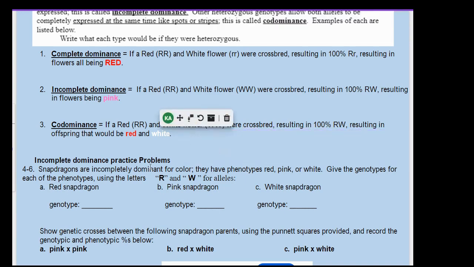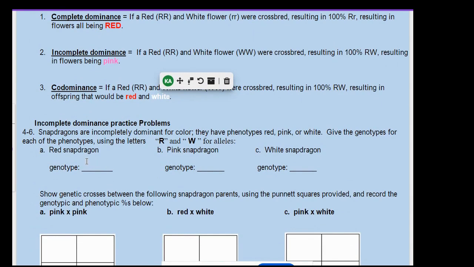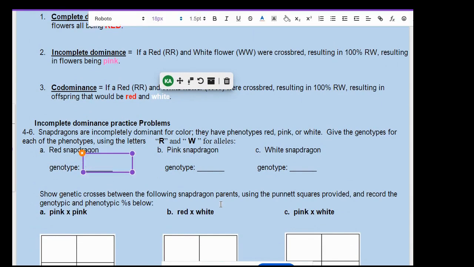All right, so here we go. First one we're going to do is incomplete dominance. So we have red snapdragons. That's a type of flower. There are only two alleles when it comes to these snapdragon flowers, the R allele and the W. R for red, W for white.